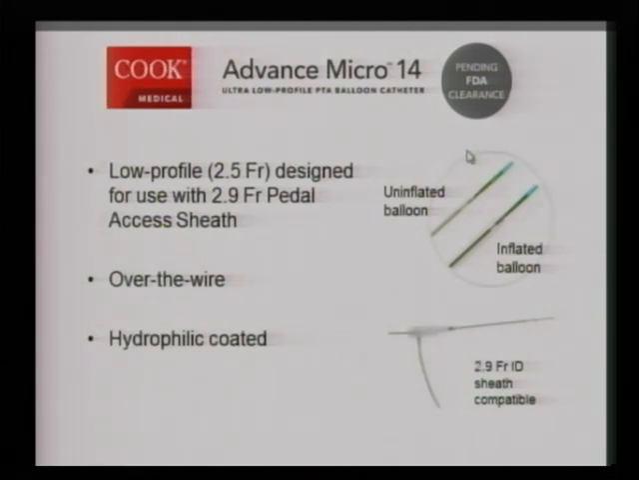This is that Micro 14 balloon. It does come in long balloon lengths. It goes through that micropuncture sheath. It's an over-the-wire system as opposed to the rapid exchange systems that most of the coronary balloons use, and it is hydrophilically coated to assist with passage.